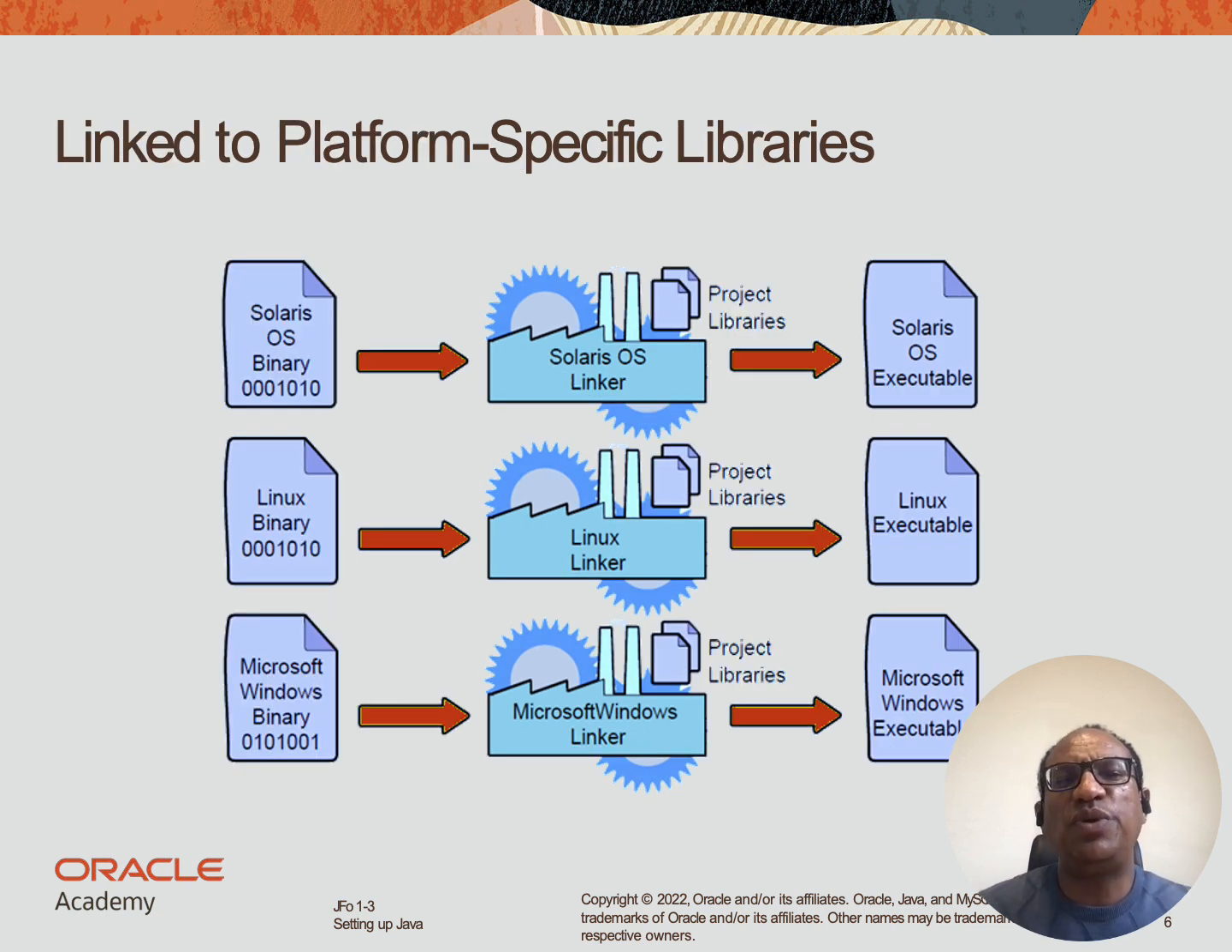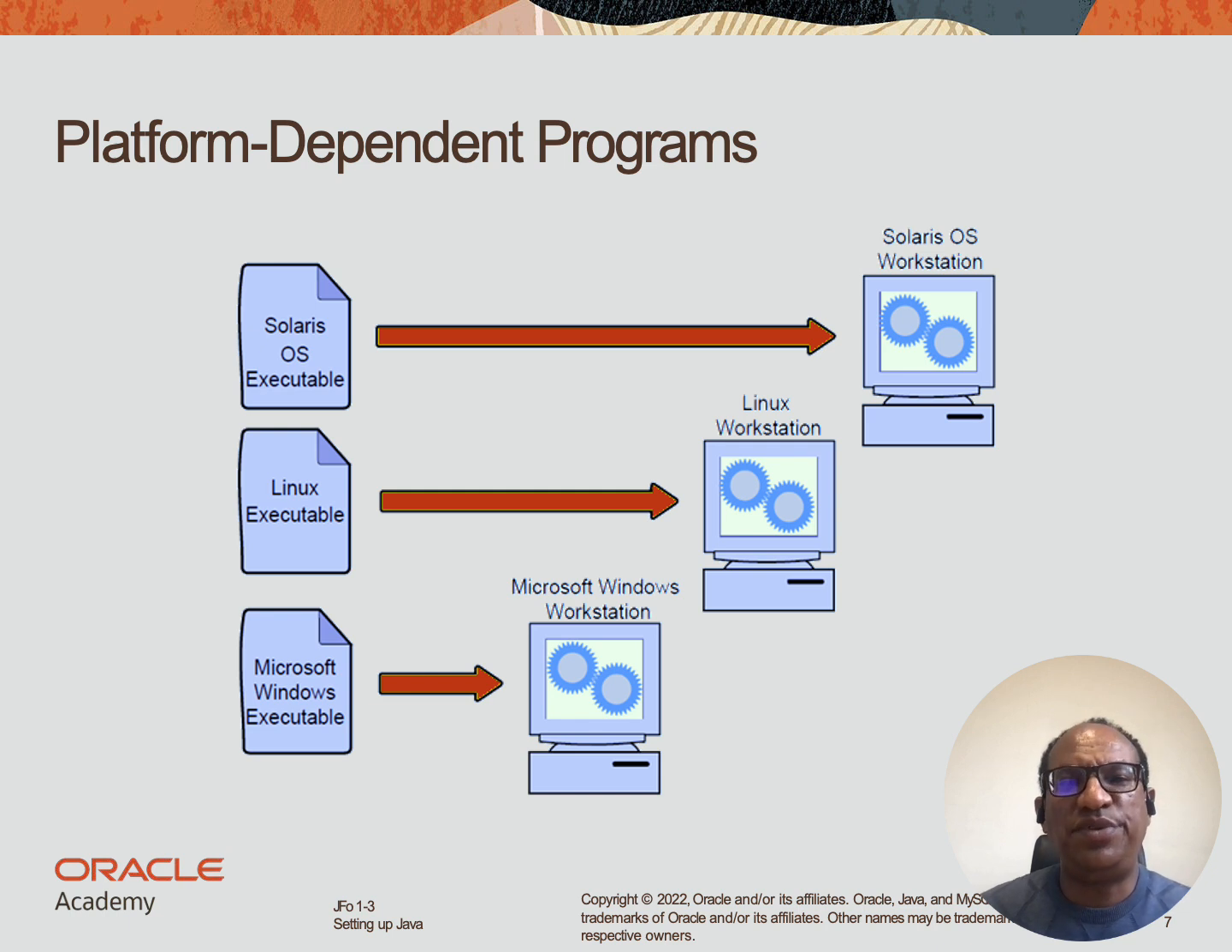In this process, to make sure we get platform-specific executions, it needs to be linked to their respective operating systems. This allows the executables to take advantage of the benefits provided by each respective operating system. The image illustrates how a binary file is linked with libraries to create a platform-dependent executable. What we end up with is programs that depend on a specific platform. The image illustrates how platform-dependent executables can execute only on one platform.